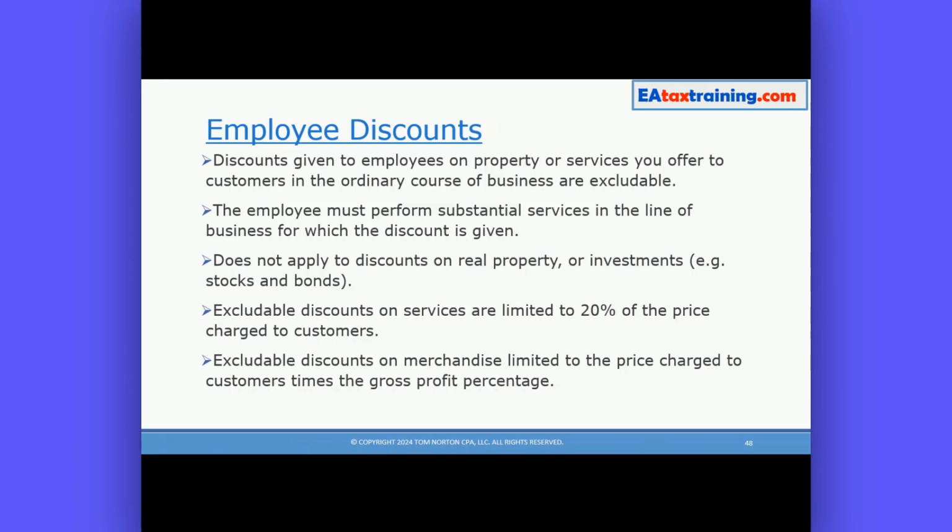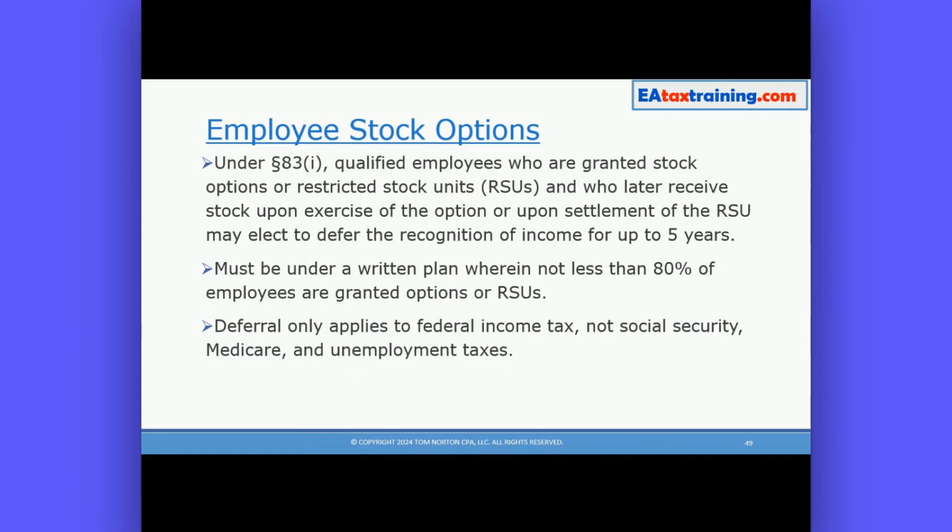Excludable discounts on merchandise are limited to the price charged to customers times the gross profit percentage. In other words, it's only your cost of that item that is excludable, not the full retail price of that item. Employee stock options.